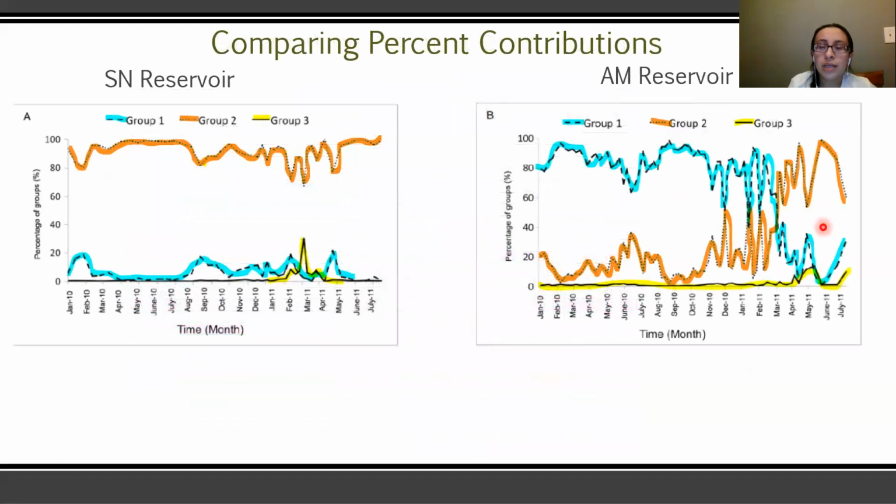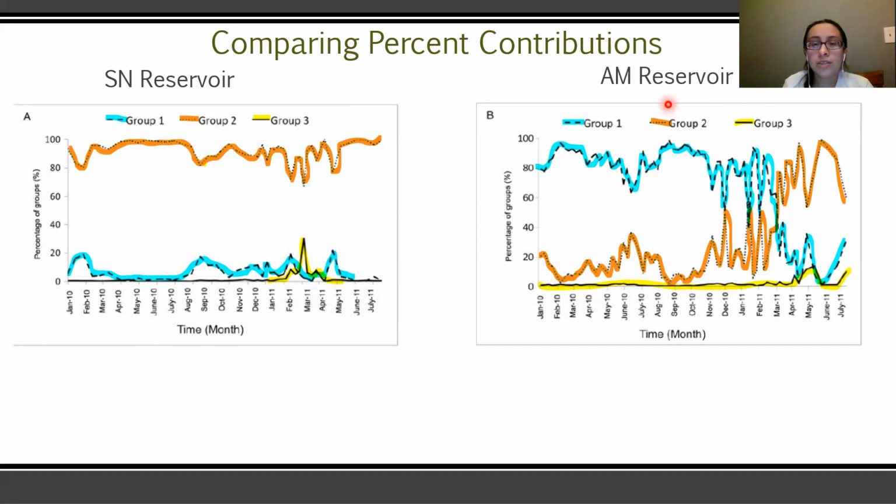And so when they compared the percent contributions of the SN reservoir and the AM reservoir, for the SN reservoir, on the x-axis is the time. The first part is the first rainy season, the middle would be the dry season, and from January 2011 to July 2011 would be the other rainy season. On the y-axis is the percentage of groups. Group 2, highlighted in orange, showed a high percentage during the 3 seasons, while group 1, highlighted in blue, showed a lower percentage, and group 3 only showed a high percentage during February 2011 and March 2011.